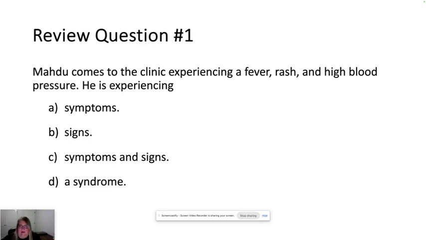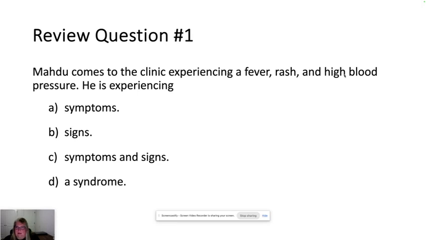So what we're going to do is take these three items and figure out if they're either a sign or a symptom. Fever is going to be a sign, right? Because the first thing your mom does when you tell her you're feeling sick is put her hand against your forehead to feel for a fever. So fever is a sign. Rash is also a sign, right? This is something that we can see with our eyes in an external examination.